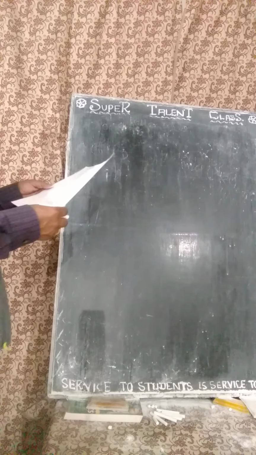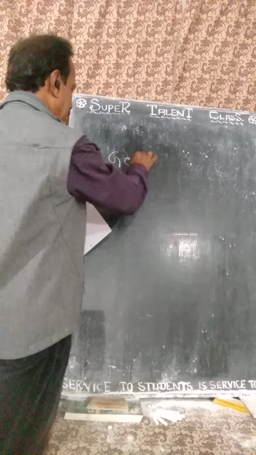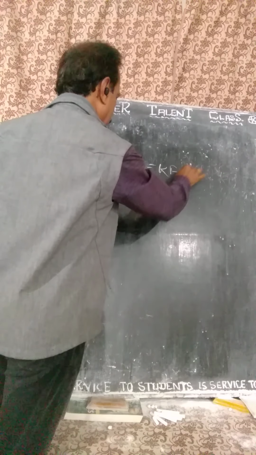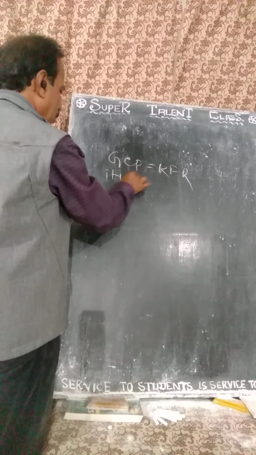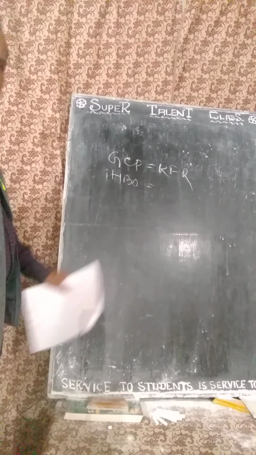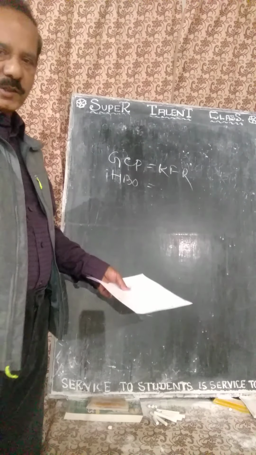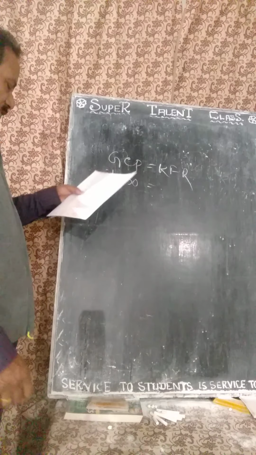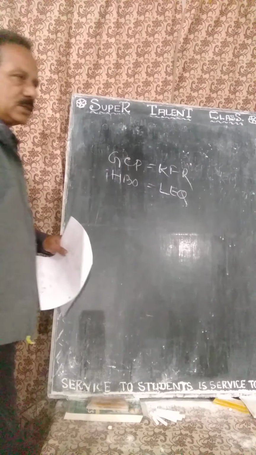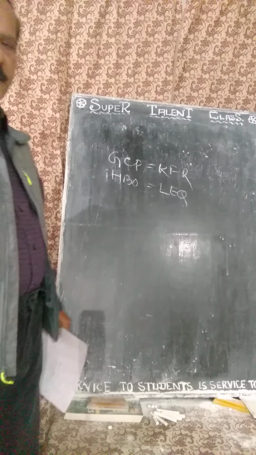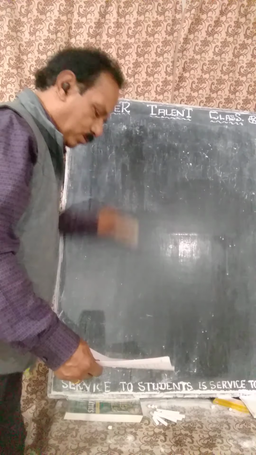Suppose GCP is KFR. Then HBO will be dash. Easily you can do it. You should not spare more time on this, because everybody knows letter series is very easy. You will practice by yourself. The important chapters are logical reasoning, number ranking, blood relations, and calendar and clock. So I don't want to waste more time on this.